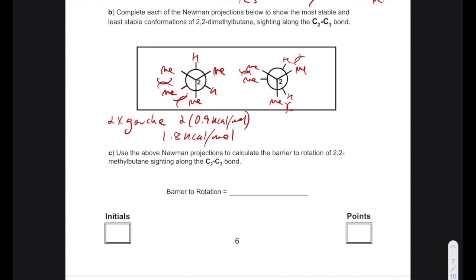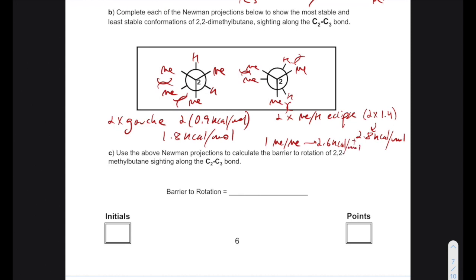For the structure on the right, a little more complicated, we have 2 times the methyl hydrogen eclipse energies, which is 2 times 1.4 or 2.8 kcals per mole, but we also have to add to this 1 methyl eclipsing interaction, which is even higher in energy, which is 2.6 kcals per mole.